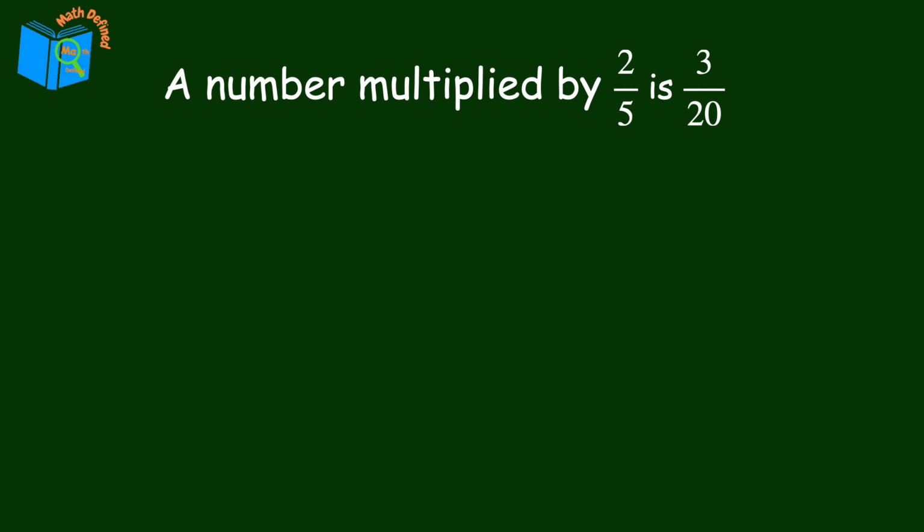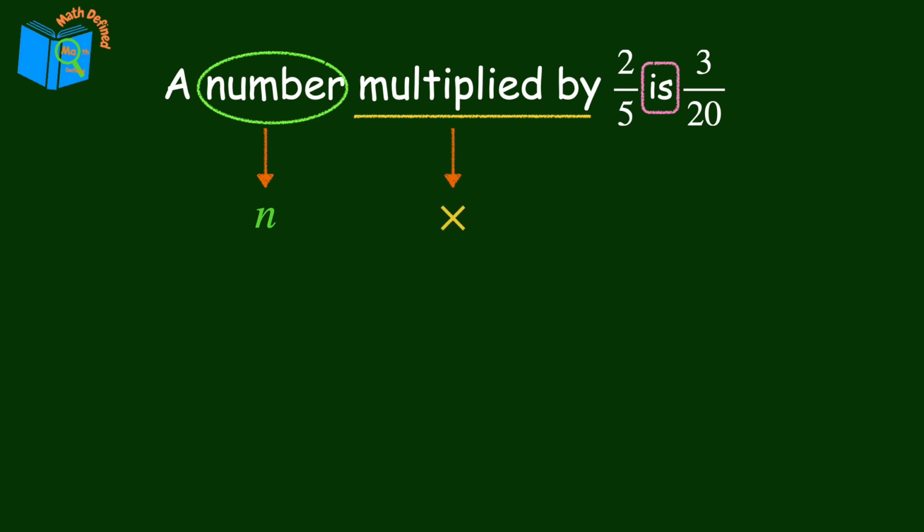This time, the statement is a number multiplied by 2/5 is 3/20. Can you translate this sentence on your own? We'll use the variable n for a number. Multiplied translates to multiplication, and the word is translates to equals. Writing it as an algebraic equation, we get 2/5 n equals 3/20.